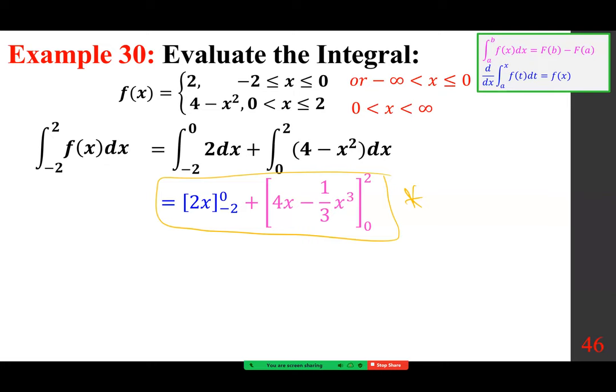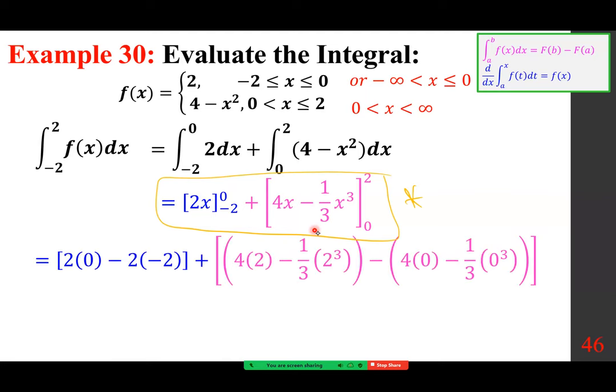Now plug in. So what do we plug in? First we plug in 0 minus, then plug in negative 2. This one, first plug in 2, then plug in 0. So this is the evaluation, everybody, which we're going to look at in a moment.